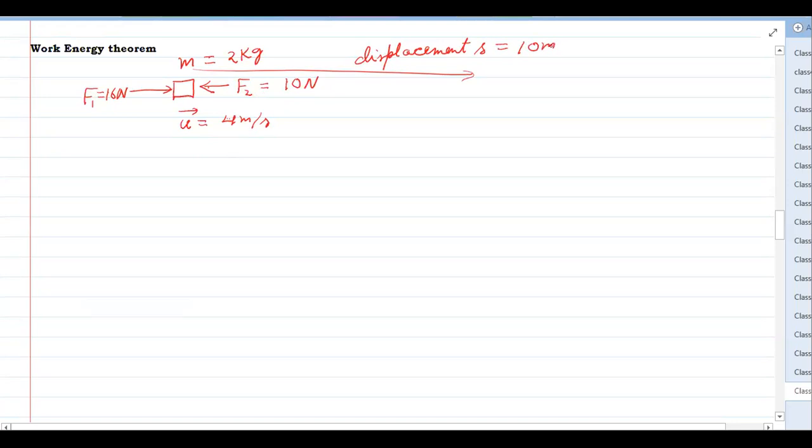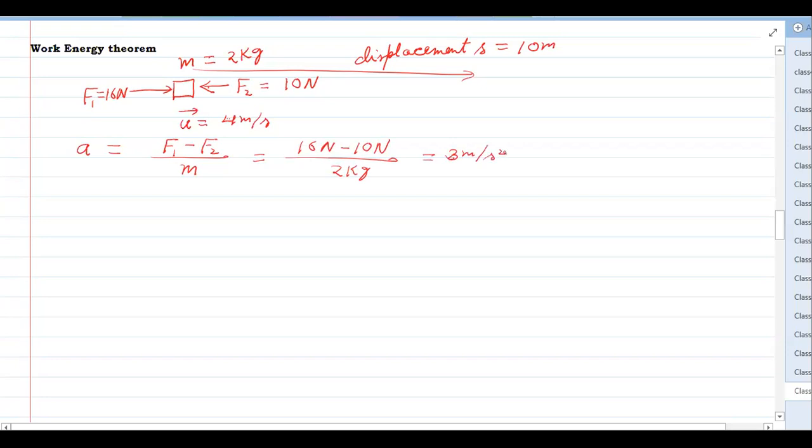So verify the work energy theorem for this case. First we will see what is the acceleration. Acceleration will be F1 minus F2, the net force, divided by the mass of the object. So F1 is 16, F2 is 10, divided by mass 2 kg. So we are getting 3 meter per second square. That is the acceleration.